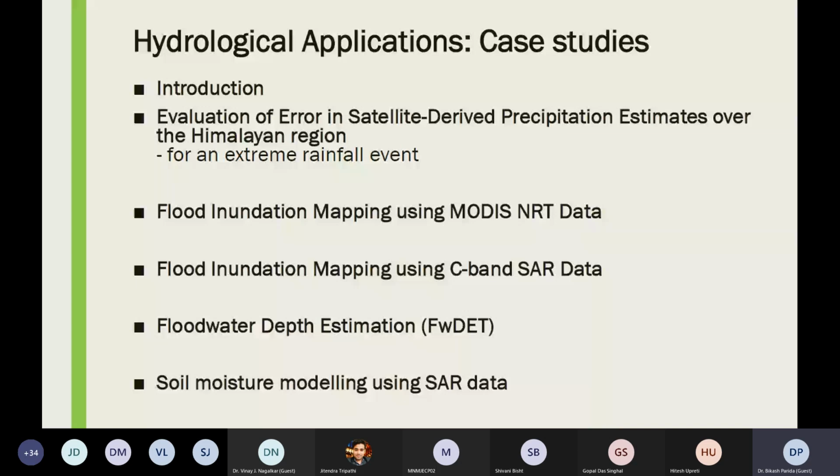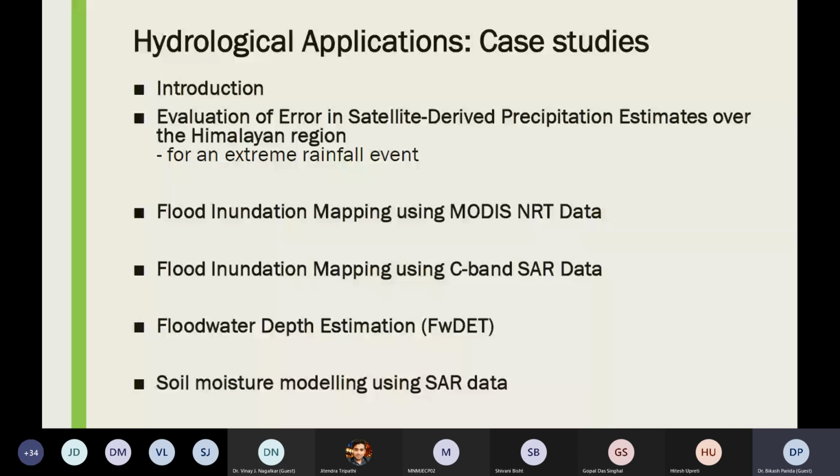And the depth part is how do we calculate how much flood water there is, based on your satellite data. And then there is another classical example, where many people are also working on soil moisture modeling. Soil moisture modeling is also very difficult to do using optical data, so you need to take the help of microwave data. I'll show some results on that.